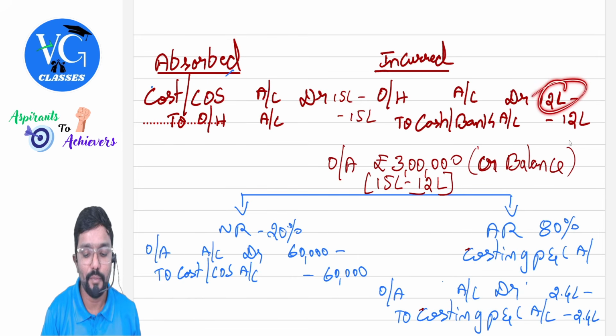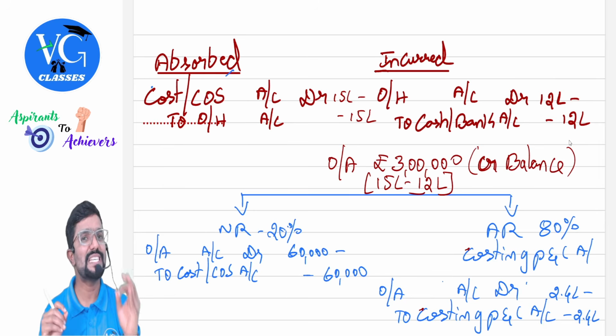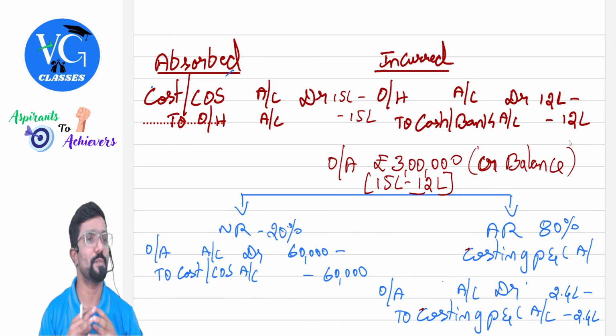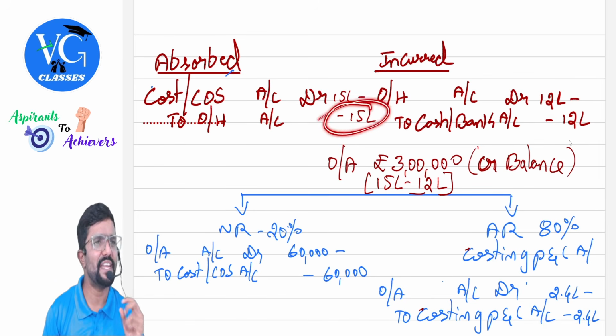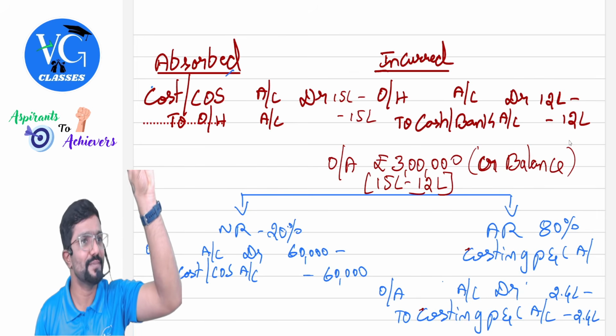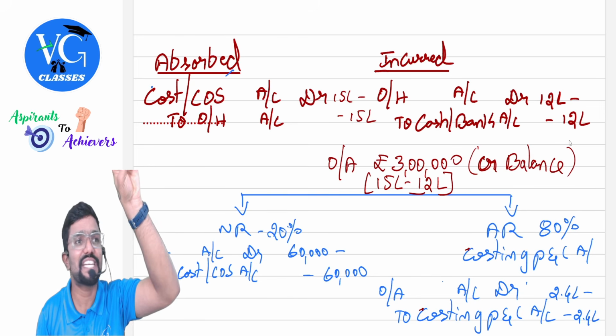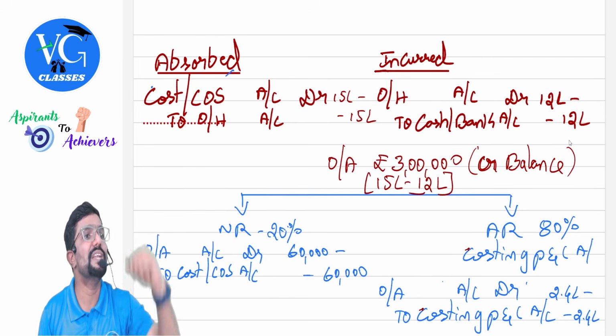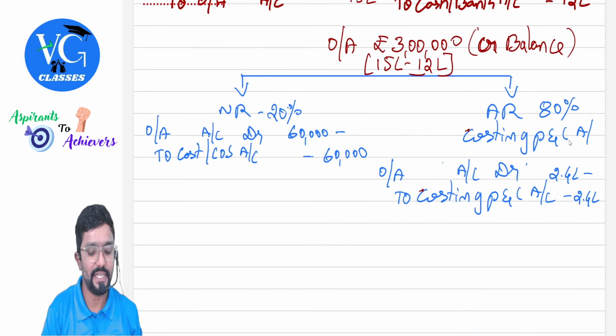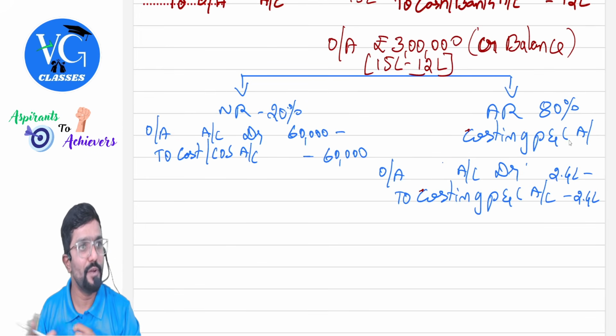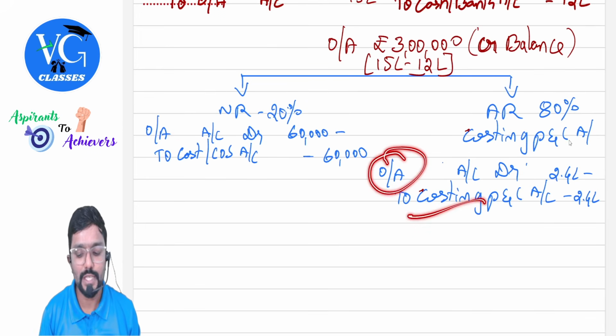Now tell me, is it under absorption or over absorption? I have incurred 12 but absorbed 15. So is it under or over absorption? Over absorption. So over absorption will have a net credit balance of how much? 3 lakh. The overhead account is having a net balance of 3 lakh extra credit. Correct. Now how will I cancel it? By debiting. If it is due to abnormal reason, overhead to costing P&L.